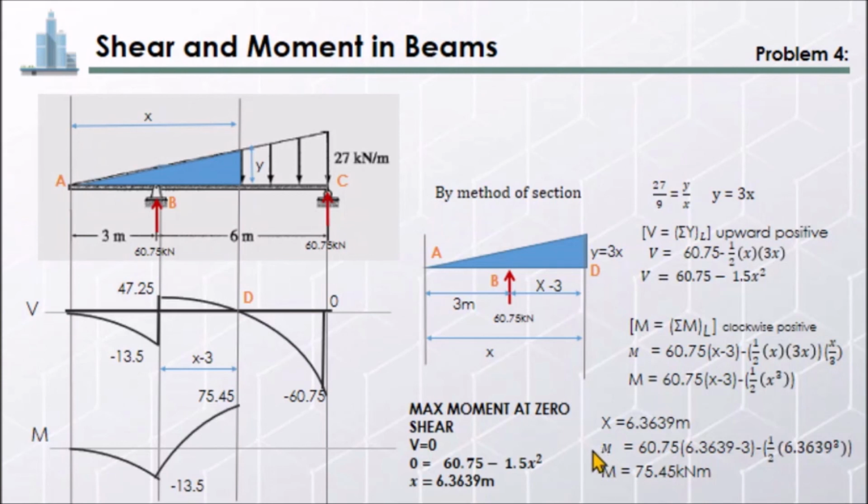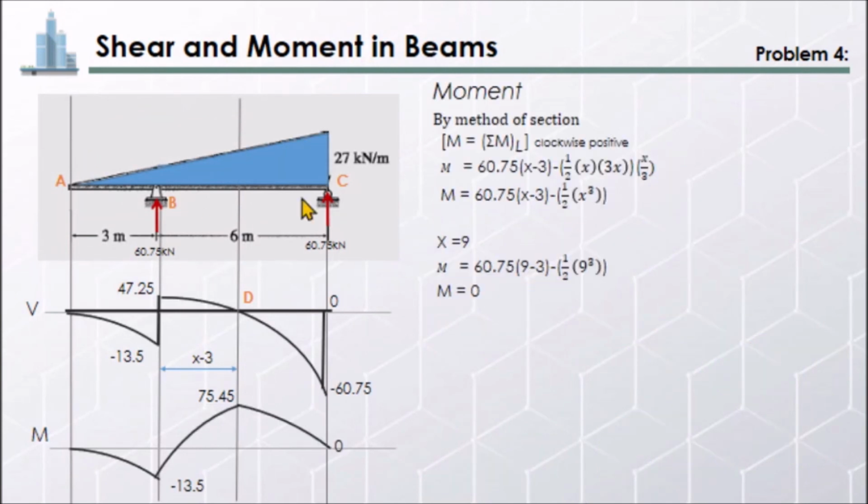Here, class, if you are having difficulty, there is no problem going back to the method of section. Next, class, again using the equation we derived earlier and substituting x here, the whole length we consider is 9 meters. So, we have M is equal to 60.75 (9 minus 3) minus 1/2 of 9 cubed. So, our moment will be negative 135.